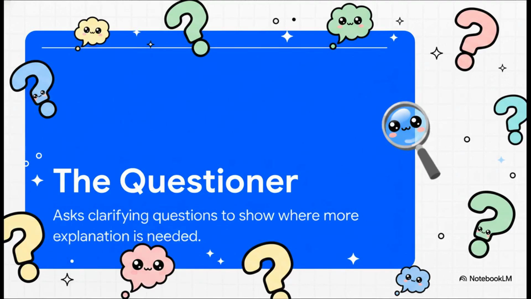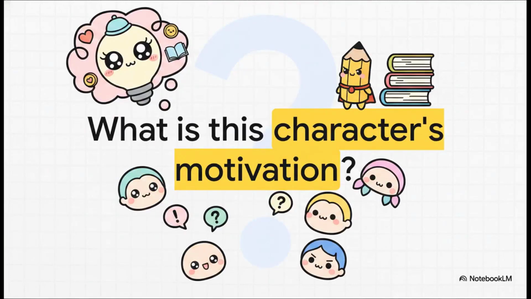Next up, we have the questioner. This participant is tasked specifically with asking clarifying questions about plot points. They're probing the logic of the narrative, looking for those gaps where things just don't quite make sense. Basically, they reveal exactly where you, as the storyteller, need to provide a little more explanation. For instance, the questioner might just stop and ask, wait, what is this character's motivation here? This is a perfect example of how this role forces the creator to dig deeper. If a character suddenly completely changes their mind halfway through the story, the questioner flags it, forcing you to deepen the character development and fix that internal logic.